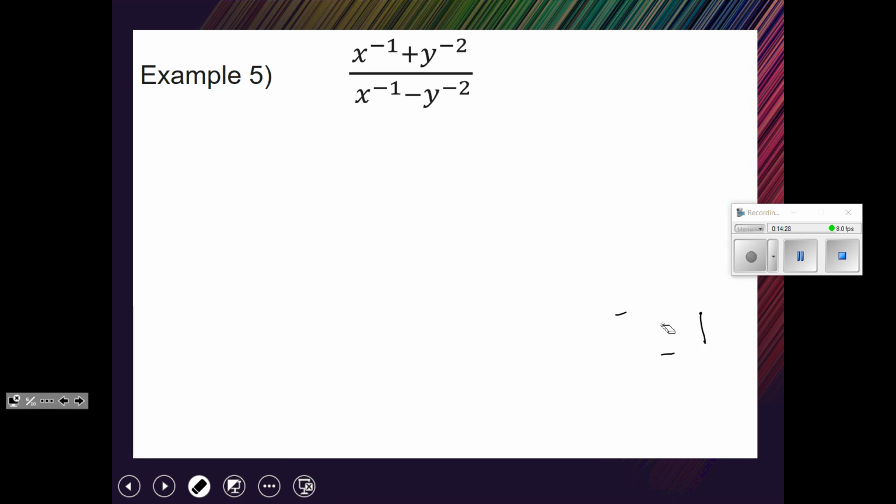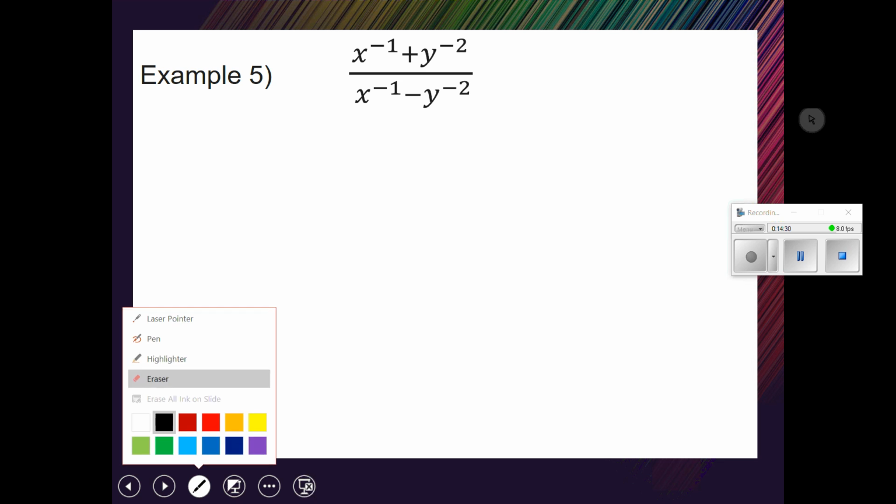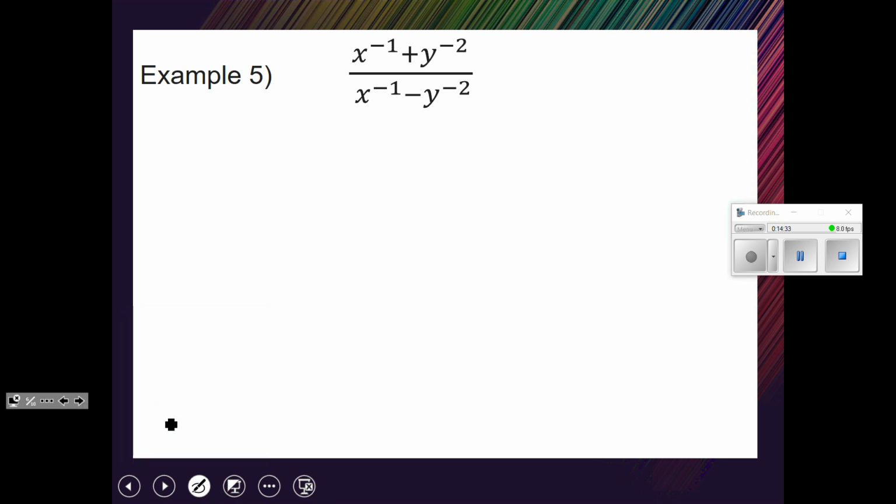So that's what we're going to do here first. If you have a negative exponent, we need to make them positive. So I need to make this 1 over x to the first, or 1 over x. x to the first is the same thing as x. So 1 over x plus 1 over y squared, divided by 1 over x minus 1 over y squared. Okay, so now you should be able to pause the video, try this on your own, and see if you can get the answer.